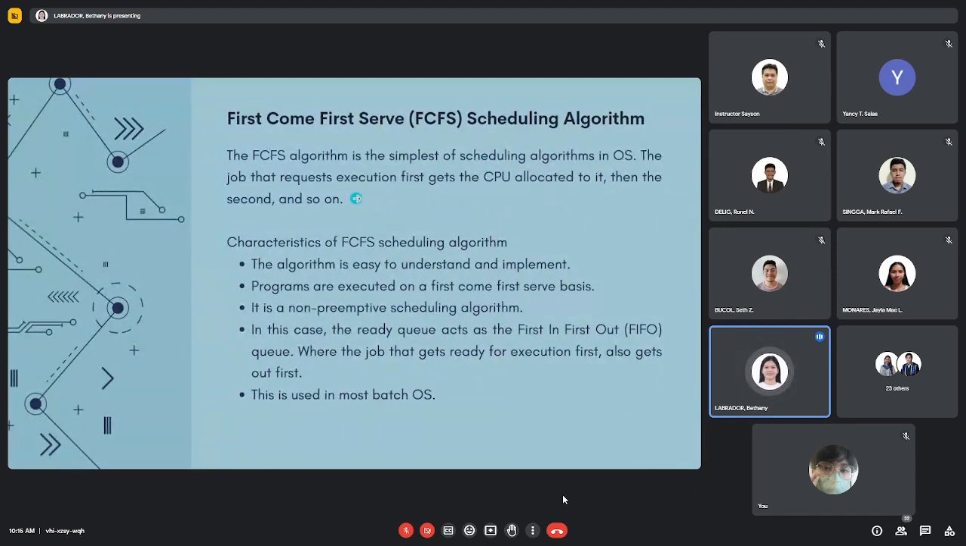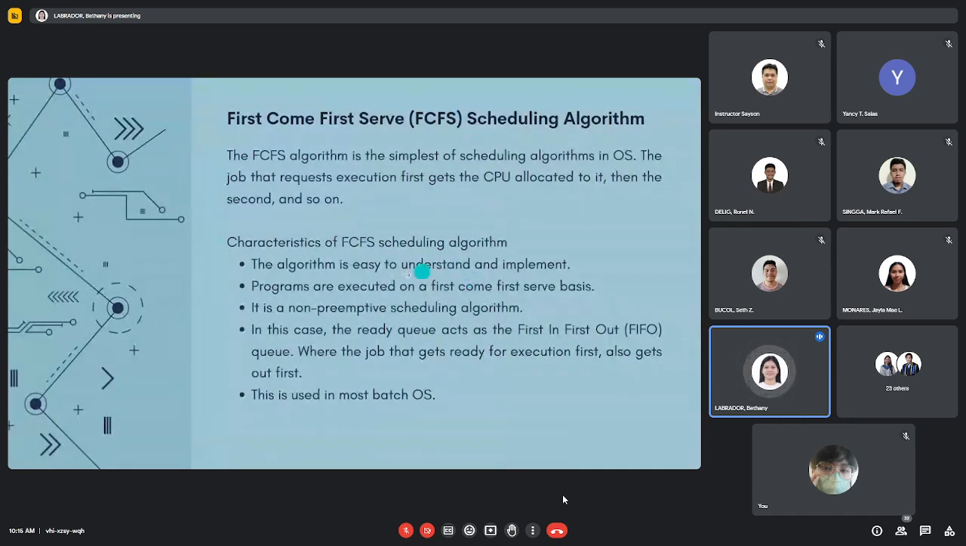From the name itself, it is easy to understand that first come first serve scheduling means the process that requests the CPU first is allocated the CPU first. The second process will be given the second chance, and so on.